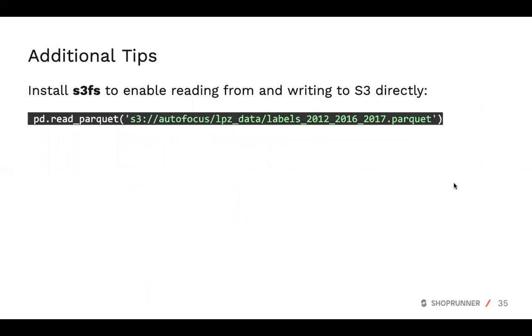Finally, there's a library called S3FS. If you have that installed, then pandas can pull data from S3 and write it to S3 directly. You can just use S3 paths like this, and it saves you a step and some disk storage because you don't have to write the data to disk and then read it from disk.